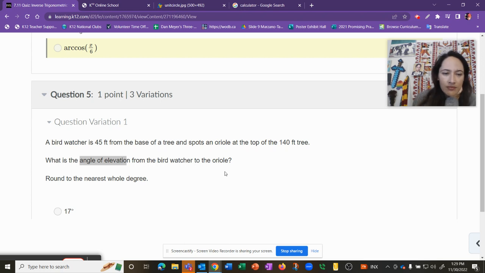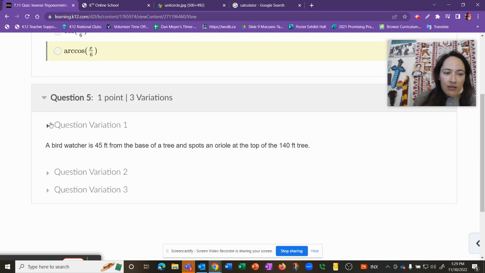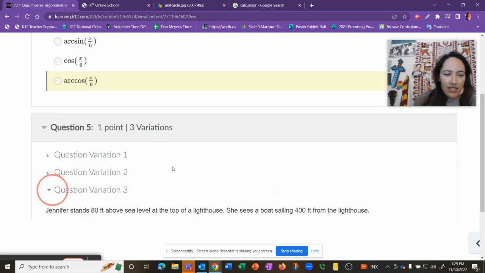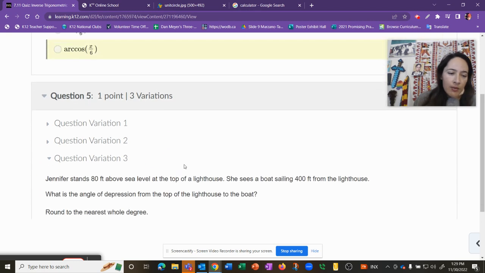We need to draw this picture. You're going to be given a ratio. So I'll solve just this one. Your pictures are all going to be different. Standing on a roof, angle of depression. See? Okay, angle of depression, but we got to change it up. Top of a lighthouse. What is the angle of depression from the top of the lighthouse?